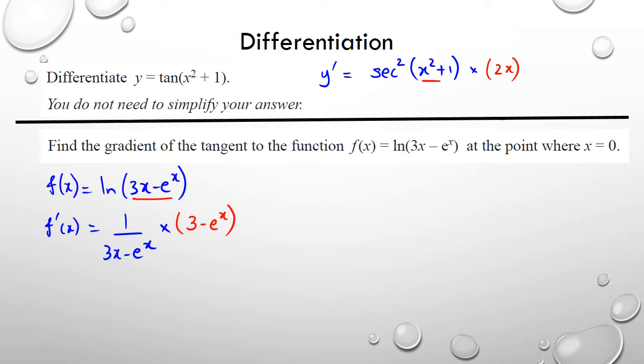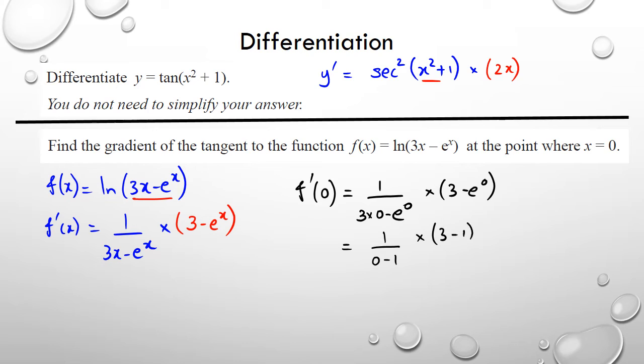Now it's asking you to find the gradient of the tangent. You're not completed here. You still have to find the gradient at the point where x equals 0. So we're looking for f dash of 0. Then we have 1 over (3 times 0 minus e to the power of 0), multiplied by (3 minus e to the power of 0). E to the power of 0 is 1. So we have 0 minus 1, multiplied by 3 minus 1. So you have 2 divided by negative 1, which equals negative 2.